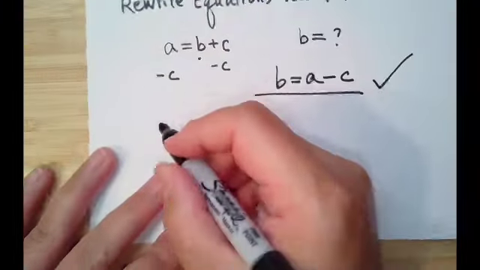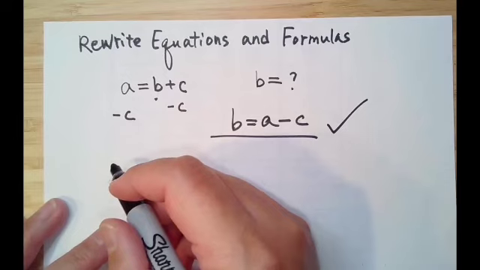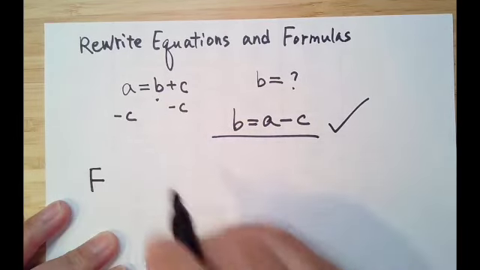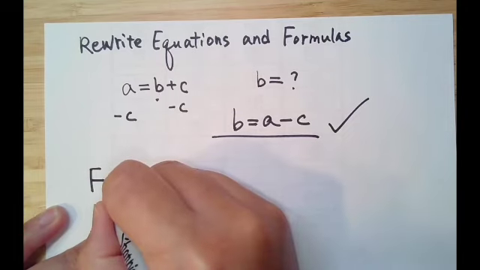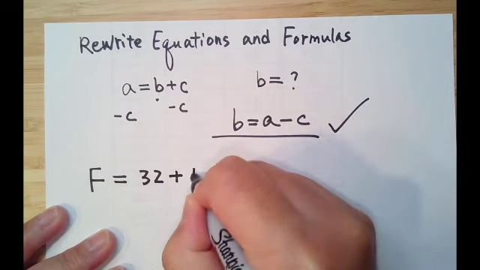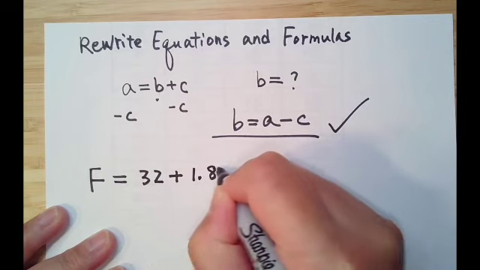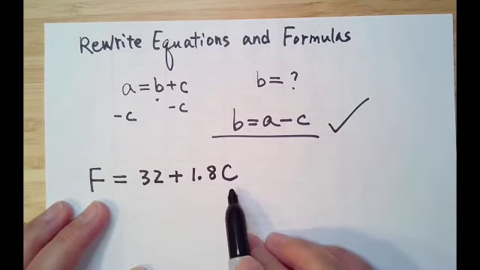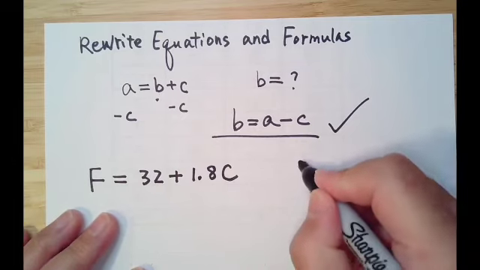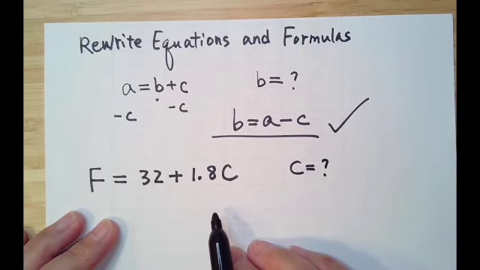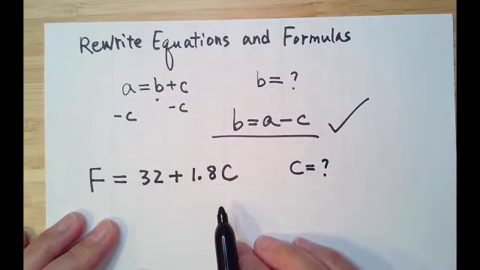Another example is about the temperature change. So we know this F, the Fahrenheit. Fahrenheit is 32 plus 1.8 C. This is a Celsius. This is a very typical equation, right? So if I ask you to solve for C equals what? I am rewriting this formula.